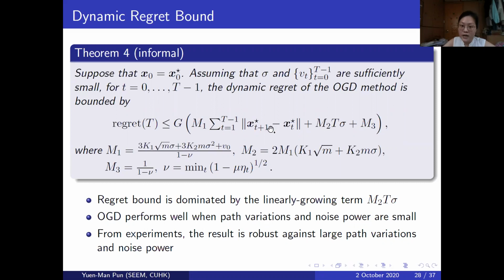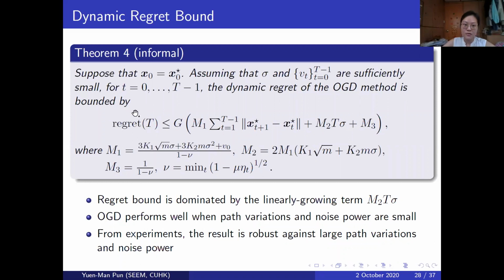So even if sigma is very, very small at the beginning, this term dominates at the beginning, but eventually we can expect that the noise term dominates, and eventually we have the linear growth. And actually in our experiments we can also see such behavior, and we'll show it later.